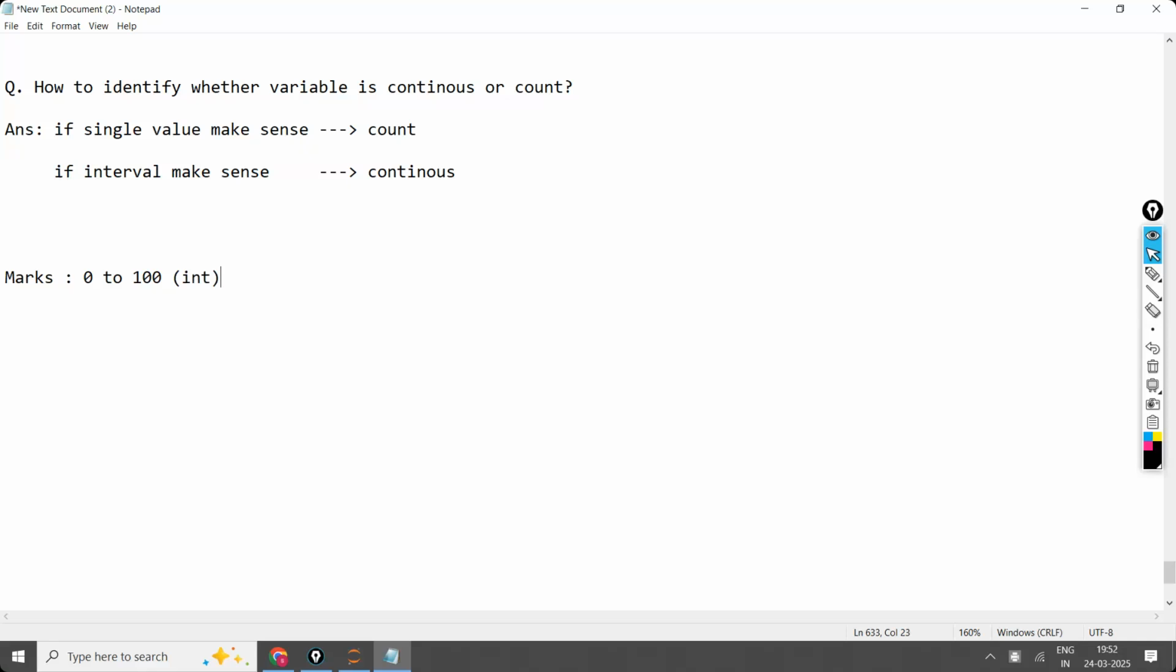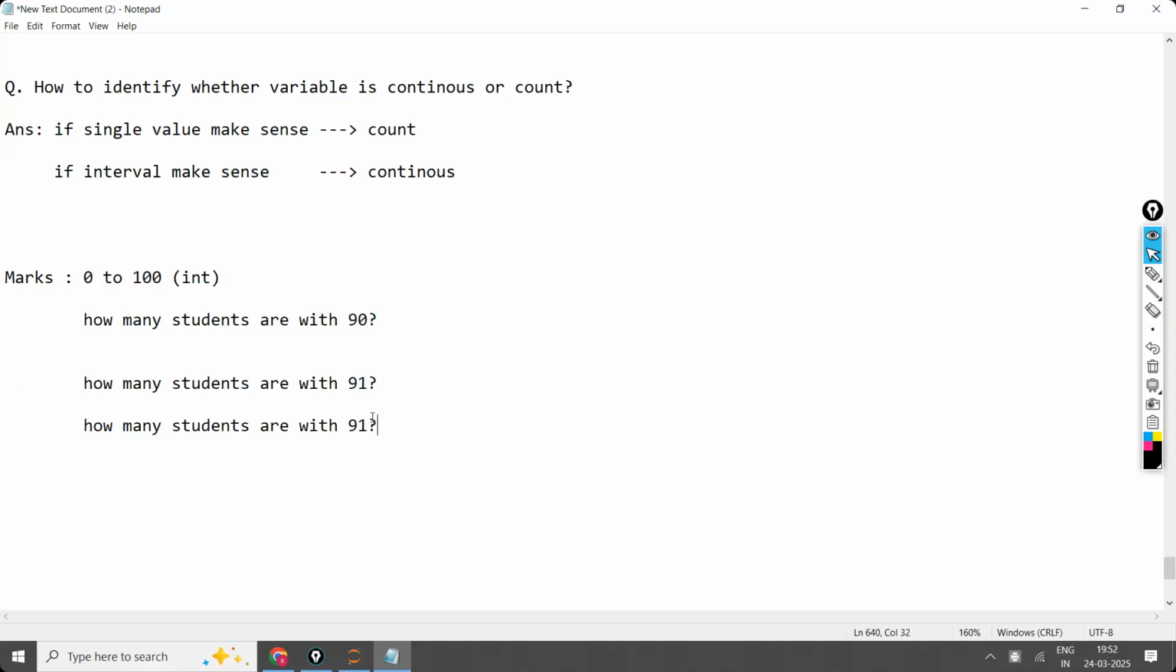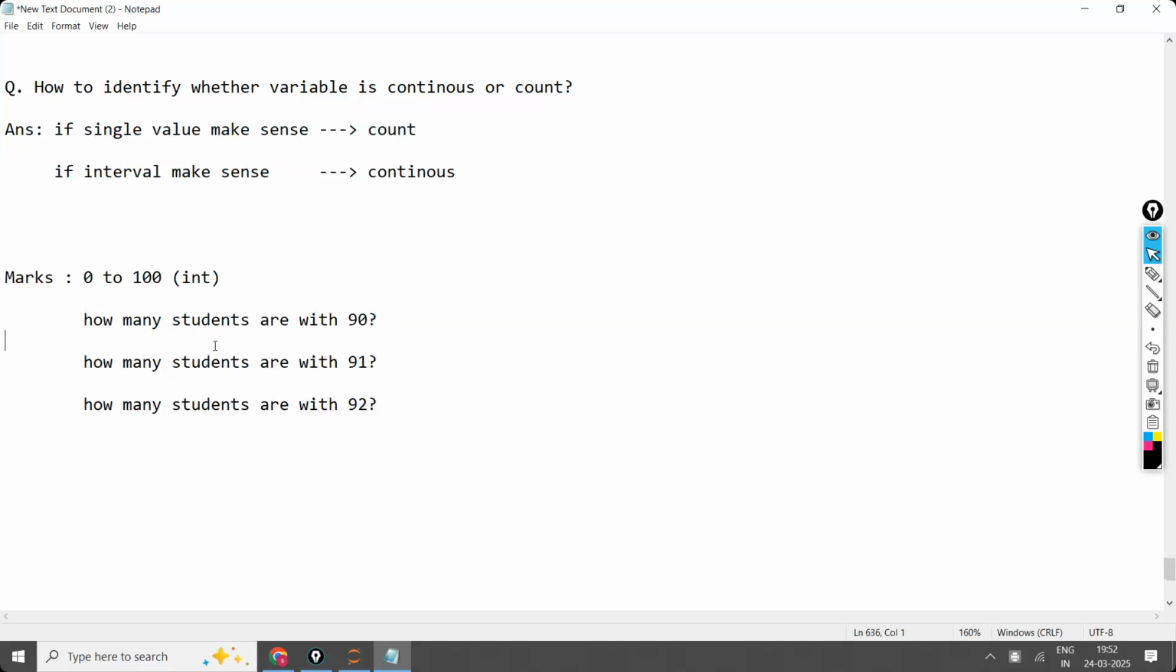Now tell me whether the individual value makes sense or the interval makes sense. For example, here students' marks are there. How many students are with 90? How many students are with 91? How many with 92? How many with 93? Like this, the individual value makes sense, or how many students are between 90 to 100? More than 90 means 90 to 100.